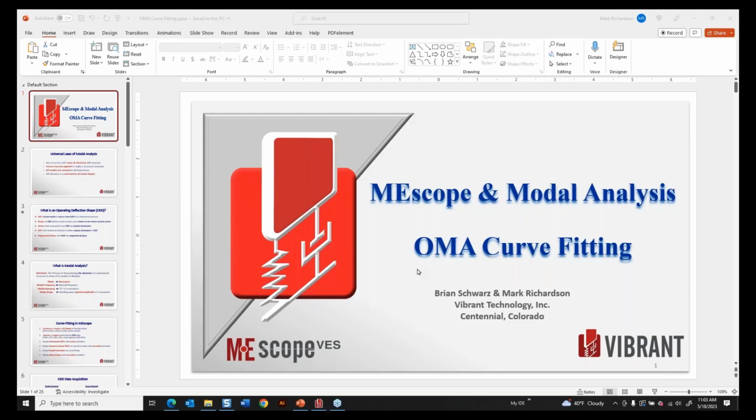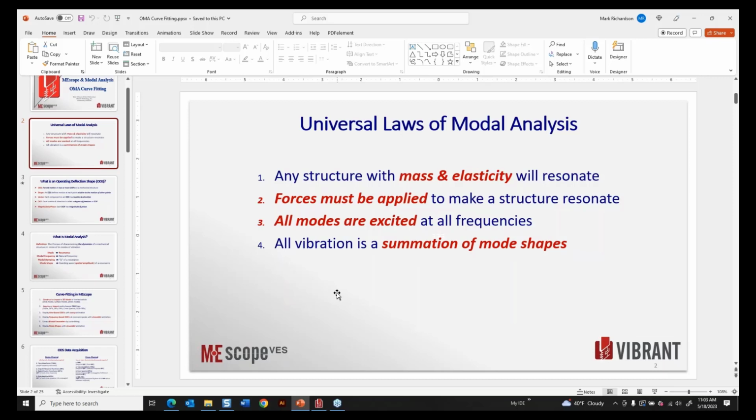Modal, well, we'll just get into it here, because here's what I call the universal laws of modal analysis, and there are 4 of them. This is from 50 years of experience in this business, not only providing software, but doing modal tests. Any structure with mass and elasticity will resonate, but forces must be applied to it in order to make it resonate. All modes are excited at all frequencies. Now, we'll see that in a minute when we get into curve fitting. Many people don't think about that very often. They think, well, there are peaks in the data, so there must be a mode being excited there. Well, all of them are being excited.